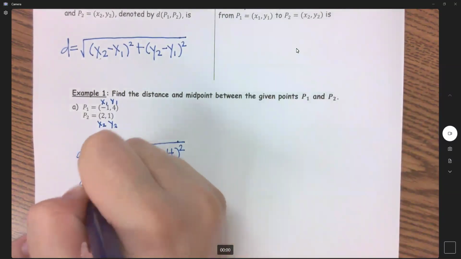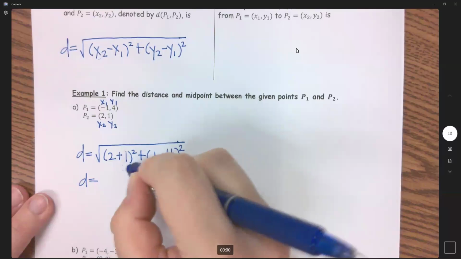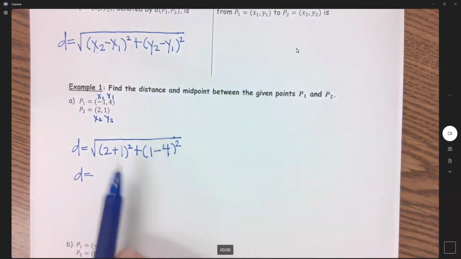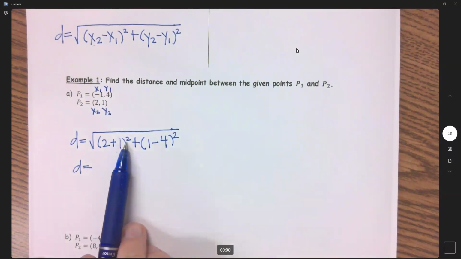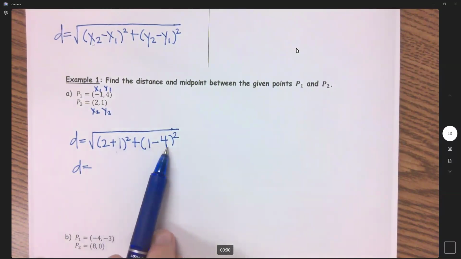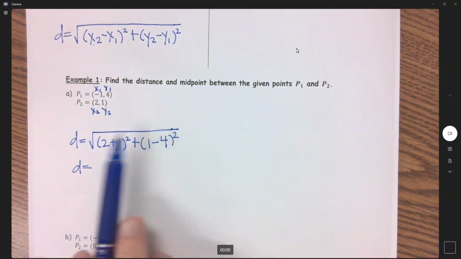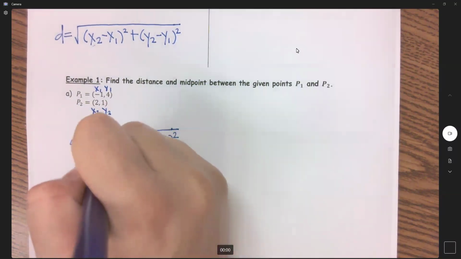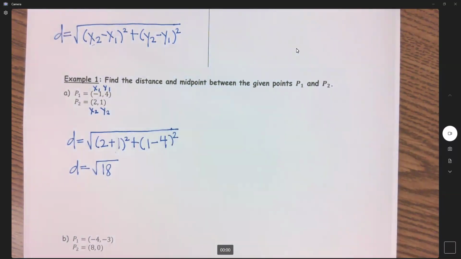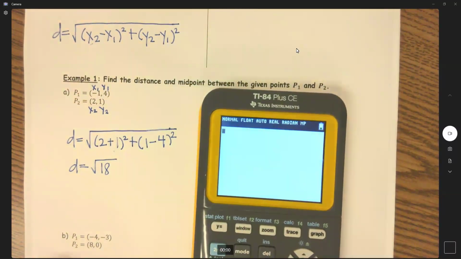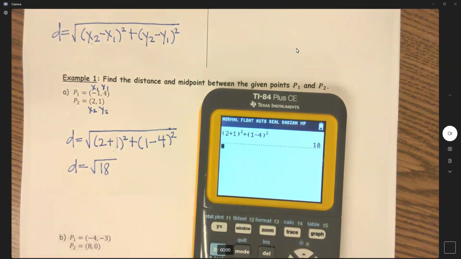Okay, so we get distance equals, and this one's actually not too bad. 2 plus 1 is 3, and 3 squared is 9. 1 minus 4 is -3. -3 squared is 9, so 9 plus 9 should be the square root of 18. But if you don't want to do that by hand or in your head, just put it on your calculator. We have 2 plus 1 squared plus 1 minus 4 squared to get 18.